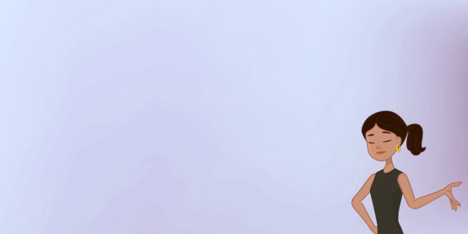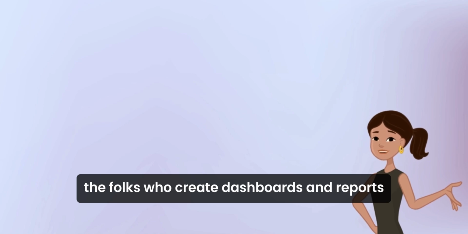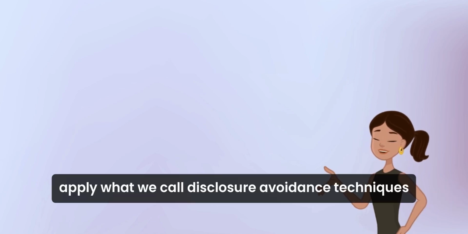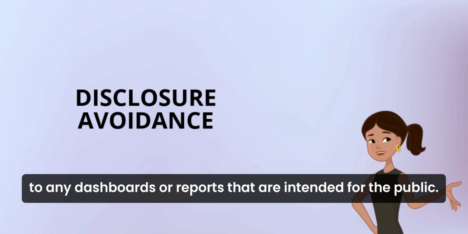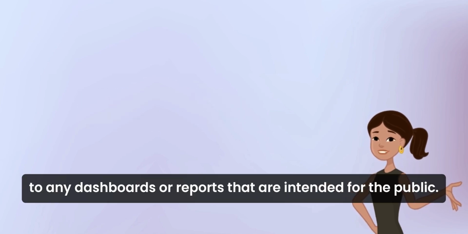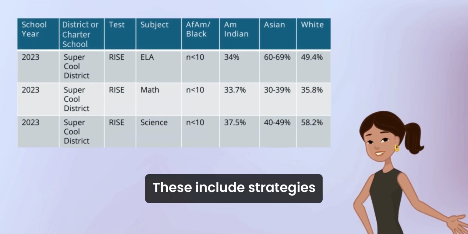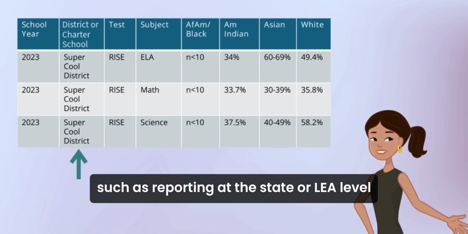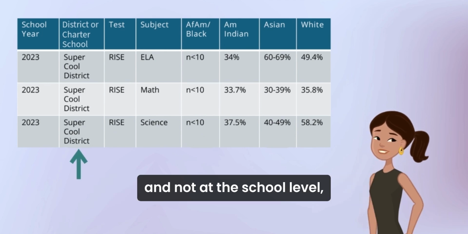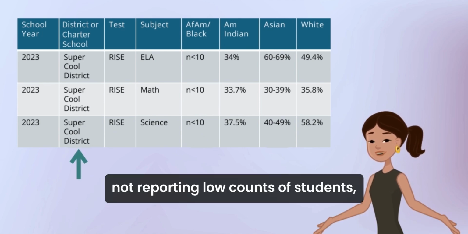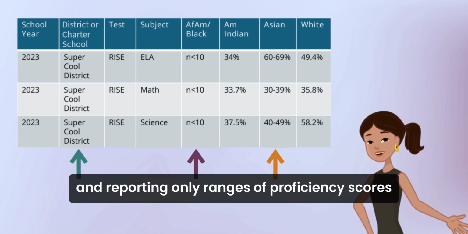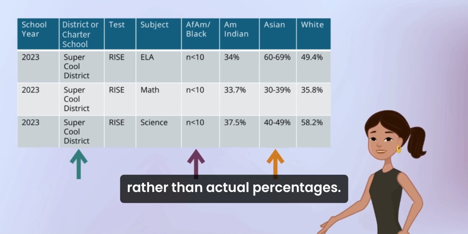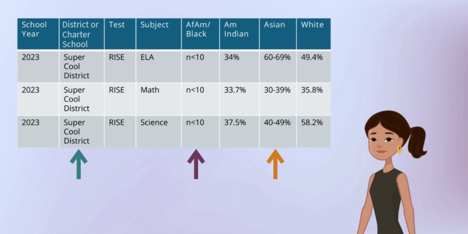To prevent this, the folks who create dashboards and reports apply what we call disclosure avoidance techniques to any dashboards or reports that are intended for the public. These include strategies such as reporting at the state or LEA level and not at the school level, not reporting low counts of students, and reporting only ranges of proficiency scores rather than actual percentages.